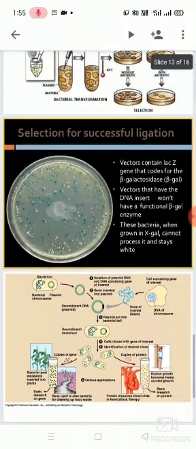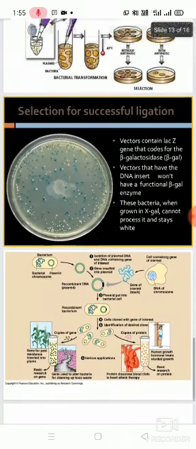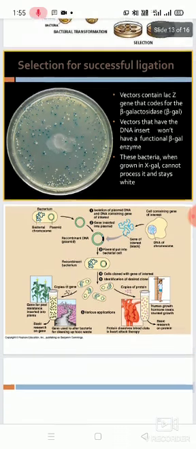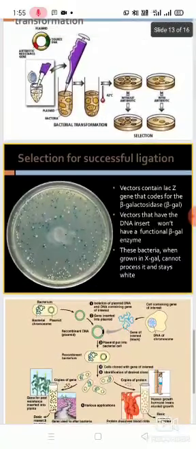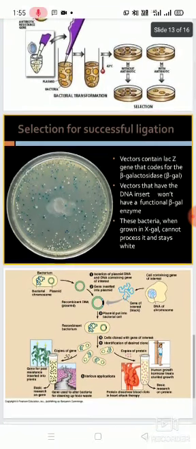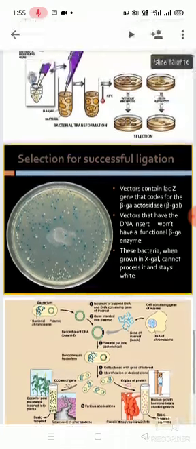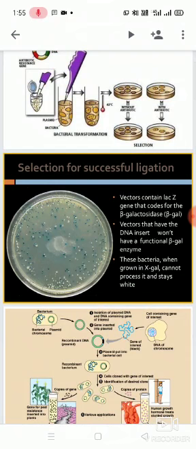Whereas the second, the blue colonies, are the ones which have only the vector and not the gene of interest. So finally we can understand that the selection process is based on two types of genes, that is the lacZ gene and the ampicillin resistance gene. Fine. So the recombinant DNA is first made, then it is transformed, and then it is selected based on two sources.